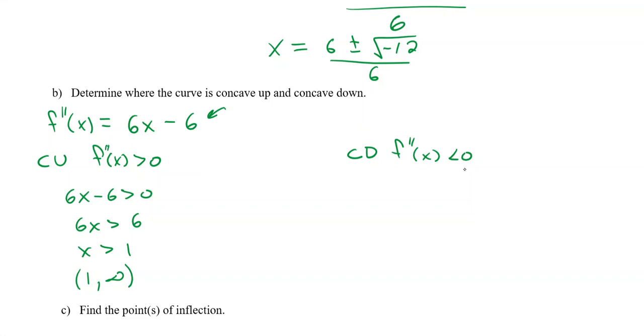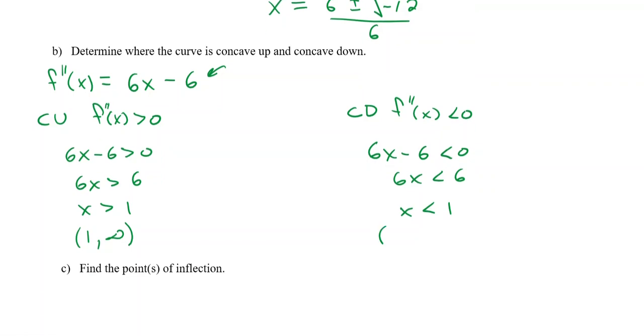Okay, so now let's figure out where it is less than 0. Same thing. Where is 6x minus 6 less than 0? If you solve this, we get 6x is less than 6, and then x is less than 1. So this is saying that this will be the case when we go from negative infinity to 1. Okay, so that kind of makes sense, right?